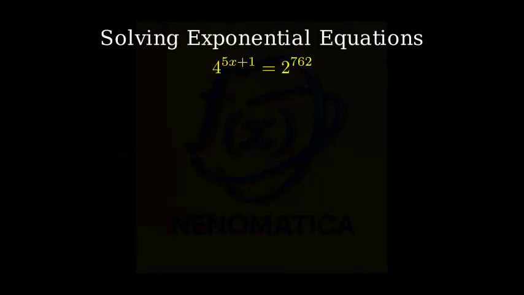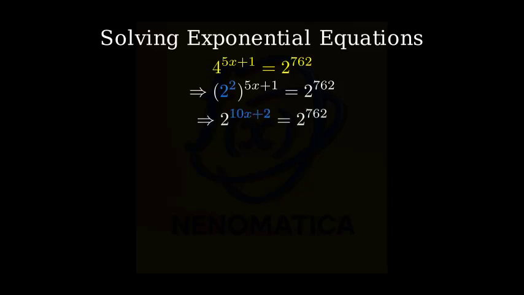Let's look at our example. We need to solve the exponential equation 4 raised to the power of 5x plus 1 equals 2 raised to the power of 762. The first step is to rewrite our equation using the same base. Notice that 4 equals 2 squared, so we can rewrite 4 as 2 raised to the power of 2.